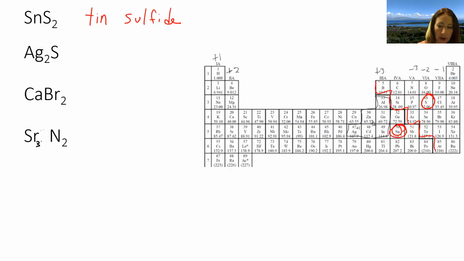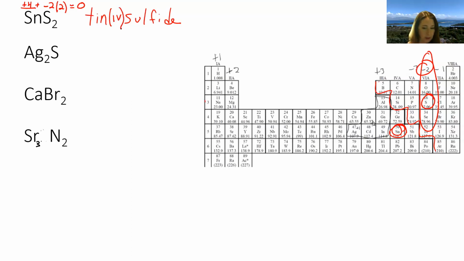Okay, so how do we figure this out? Well, we know sulfur's charge is -2 because this whole group is -2. So sulfur's charge is -2, and we have 2 sulfurs. We know that the net charge for any ionic compound has to be 0. So sulfur is a -2, and there's 2 of them. When we add this, that means this has to be +4. So it's tin(IV) sulfide.